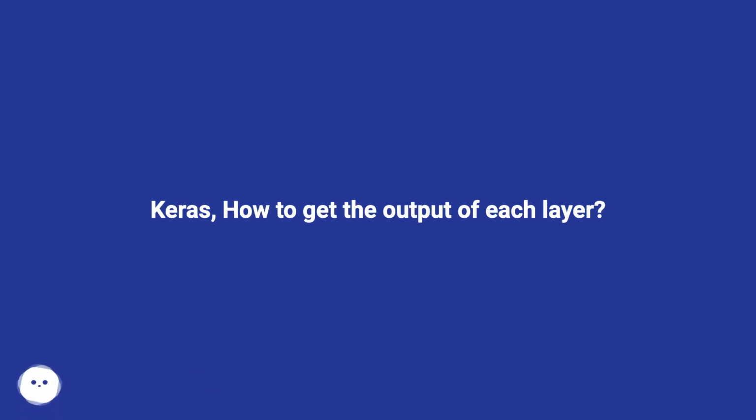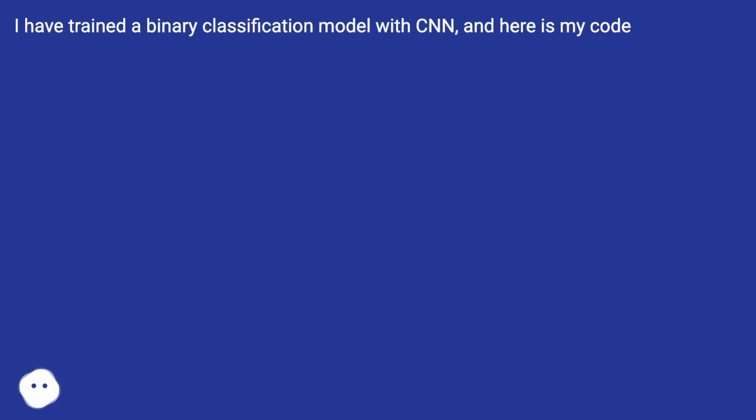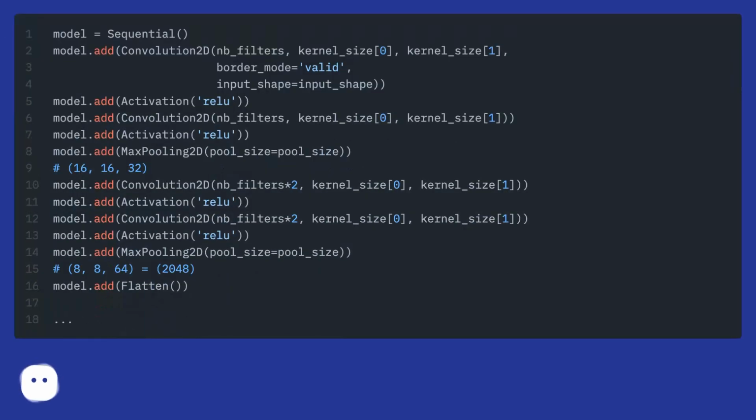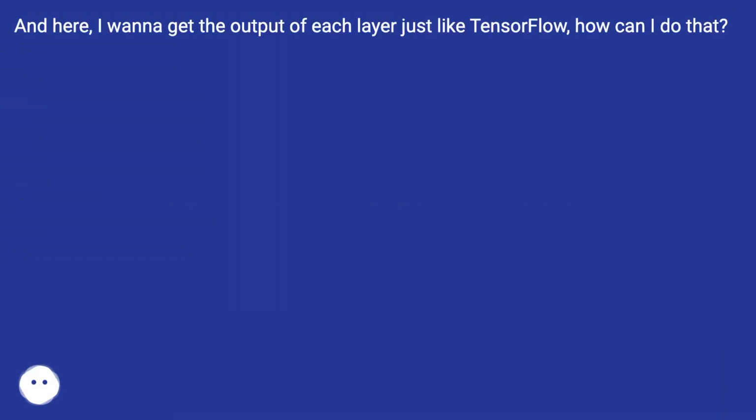Keras, how to get the output of each layer. I have trained a binary classification model with CNN, and here is my code. And here, I want to get the output of each layer just like TensorFlow. How can I do that?